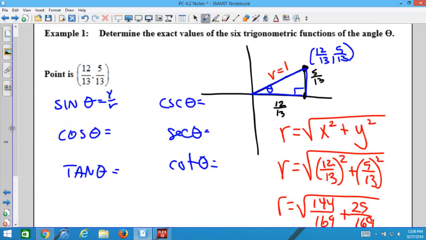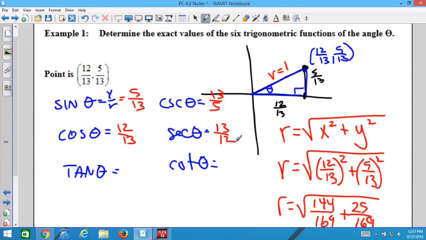So now we go through in our sine, we're going to put y. Since it is the unit circle, you don't have to do y over r. You can just do y. So 5/13. And then cosecant, flip it. 13 over 5. Cosine is x, so 12/13. Secant, flip it.